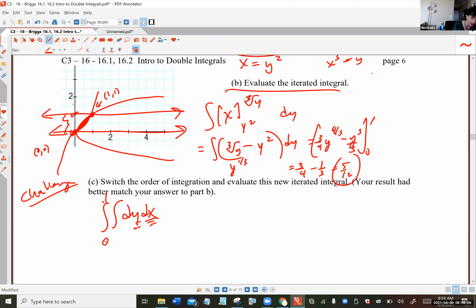So here's what you're going to need to do. What I'm going to do is blow up the region just to make it more of a visual here. Here's my region, okay, when I blow it up.